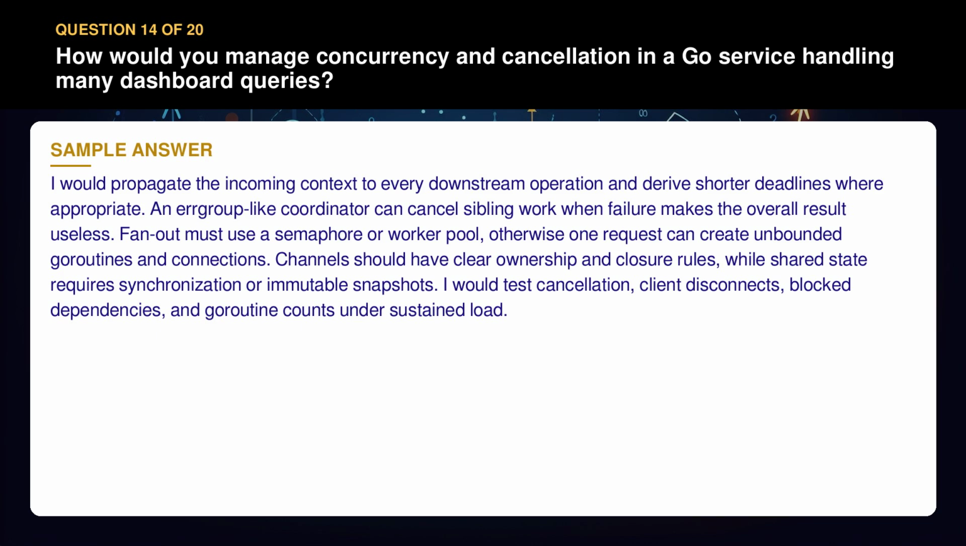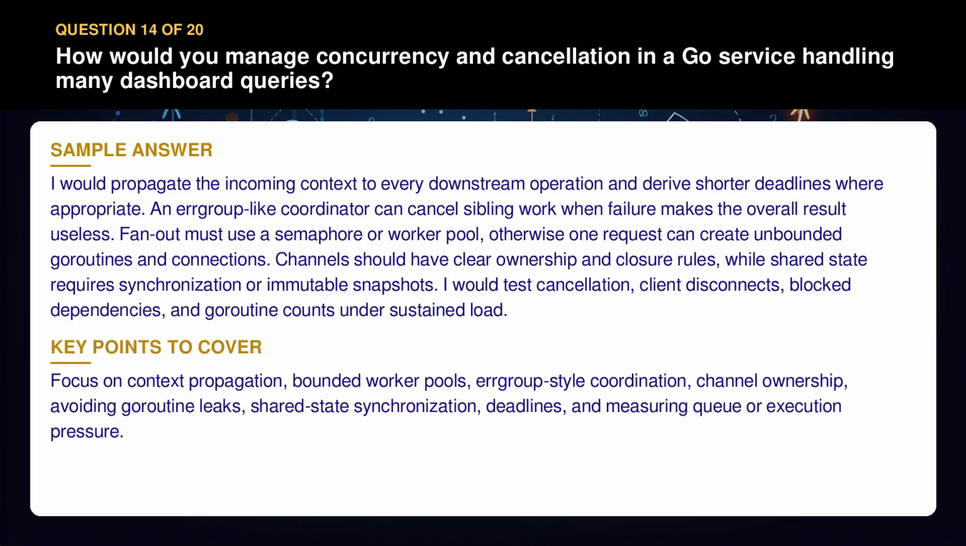I would test cancellation, client disconnects, blocked dependencies, and Go routine counts under sustained load. Focus on context propagation, bounded worker pools, errgroup-style coordination, channel ownership, avoiding Go routine leaks, shared state synchronization, deadlines, and measuring queue or execution pressure.